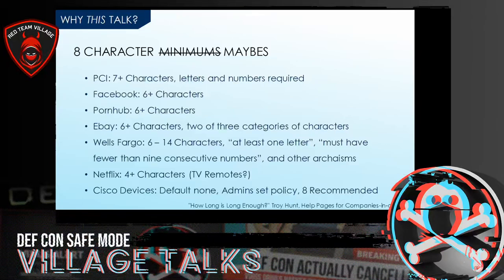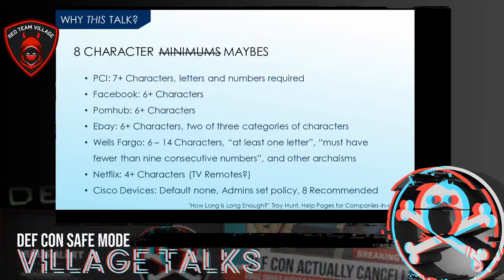Finally, we have a whole suite of devices in tech, and I'll pick on Cisco because I love them so much, that historically, by default, have no password, and the policy might get set by the people installing it, but, you know, 8 characters suggested. This seems like a deeply questionable recommendation when, again, those passwords were determined to only be resistant to the attacks on networks in 1985.